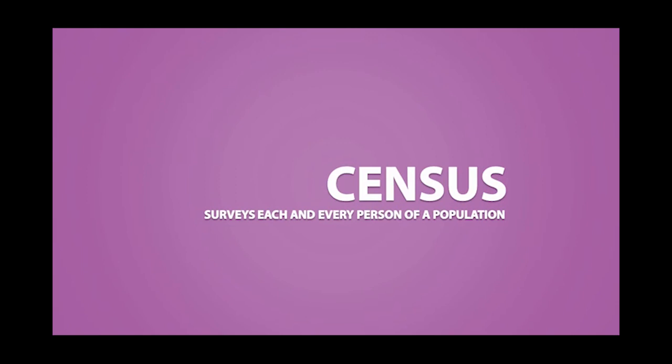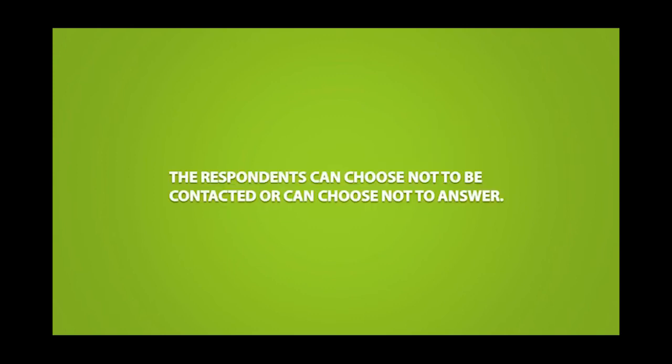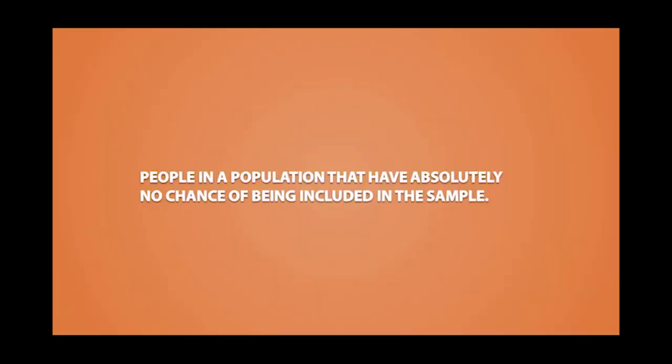However, we have to be aware of the problems about sampling in general. When we are sampling, we cannot force someone to give us information. The respondents can choose not to be contacted or can choose not to answer. This is called non-response. On the other hand, we can have people in a population that have absolutely no chance of being included in the sample.